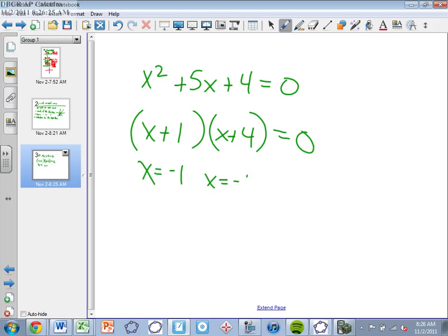We make a T-chart, and we have our 2 solutions here. These are the same things as the x-intercepts. They're the same thing as the roots. They're the same thing as the zeros of the function. Let's discuss why now. We're going to talk a lot more about this when we get to quadratics.